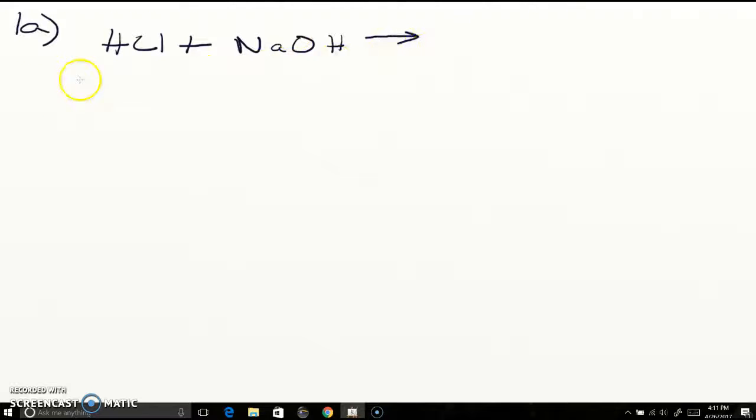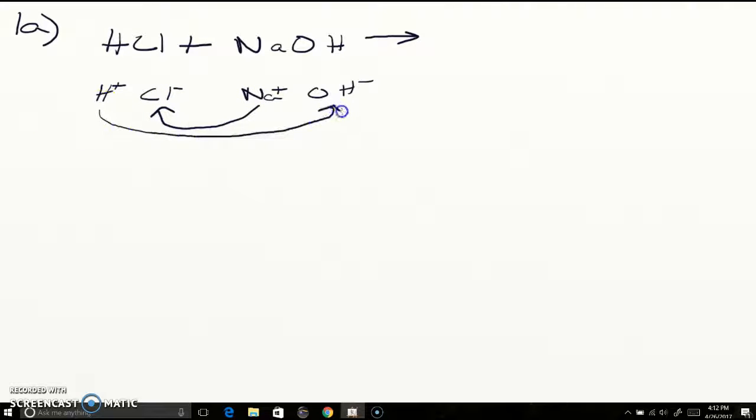So what happens, I'm going to break it down for you. These bonds cleave and we make ions. Remember that? We make an H plus 1 ion and a Cl minus 1 ion. And then on the sodium hydroxide, we make a sodium ion, and we also make a hydroxide ion. And so they're going to trade partners. In other words, sodium's going to grab chlorine, and then this H plus ion is going to grab hydroxide. And that will be our products.